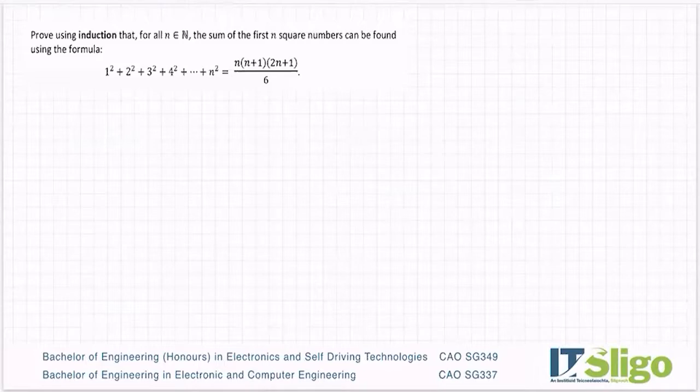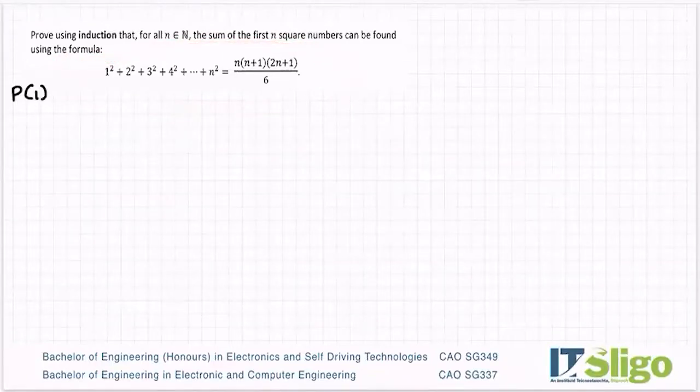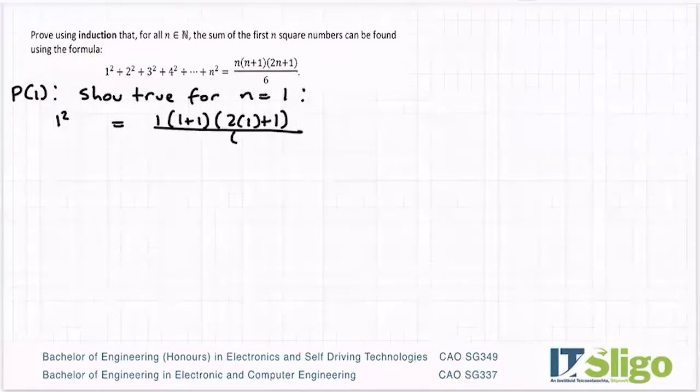Okay, so if we remember our steps. This is our statement, this is our P of n. So we're going to show true for n equals 1. I take my first term off this side, which is 1 squared, and I'd like to show that's equal to P of 1, so n takes on the value of 1. So 1 times 1 plus 1 times 2 times 1 plus 1 over 6.